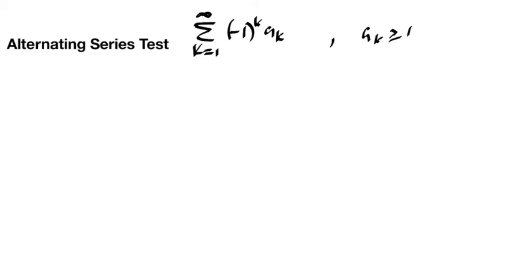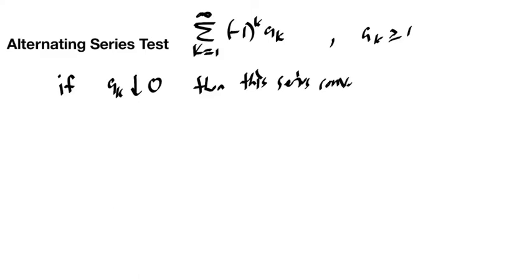And what the alternating series test says is, if the a_k are a decreasing set of values towards 0, then this series converges. Okay, so what this means is that all I really have to do if I have a series where a_k is greater than 0, and decreasing, then I just have to ask, does it approach 0?